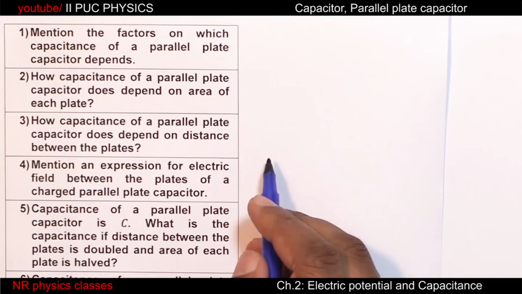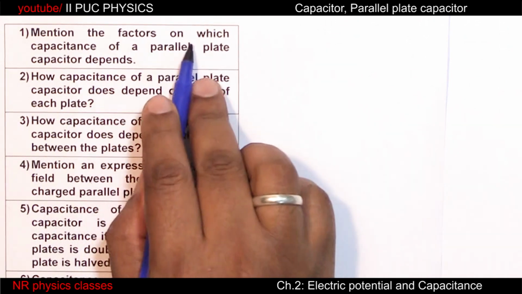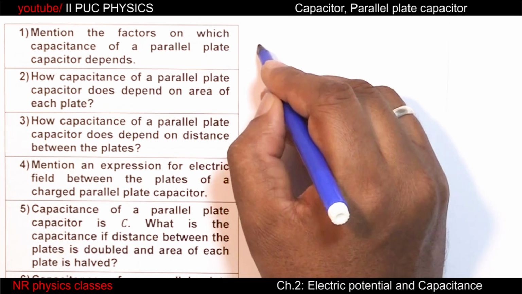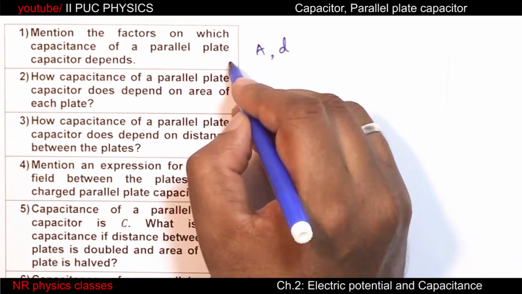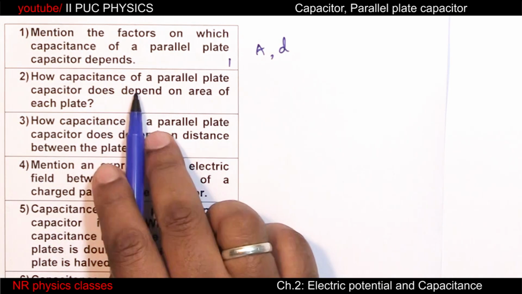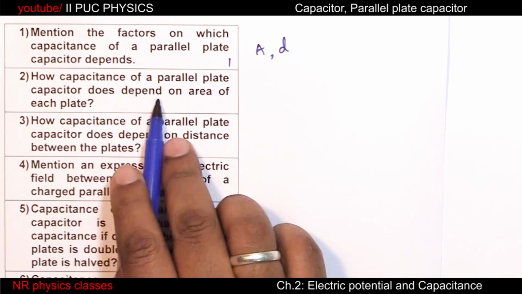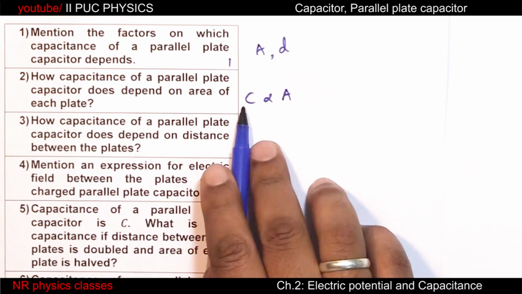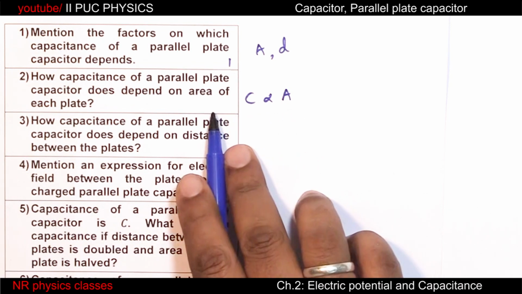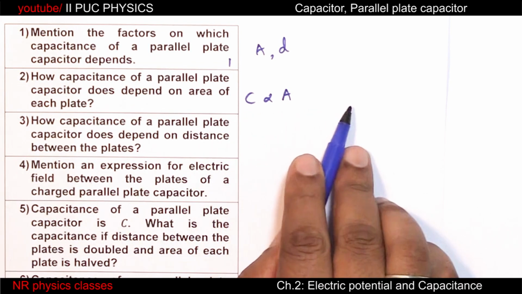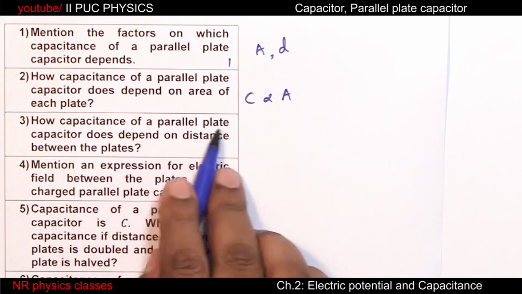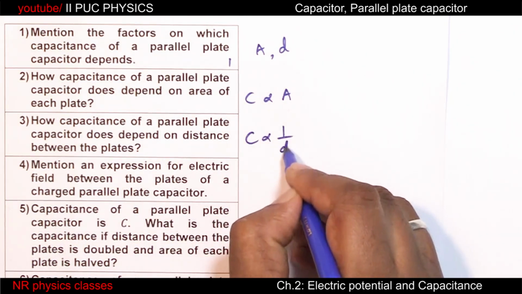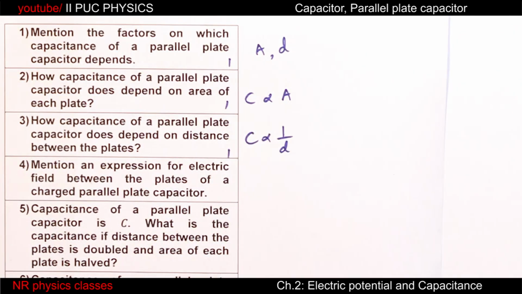Probable questions. Mention the factors on which capacitance of a parallel plate capacitor depends. So you have to mention it depends on area and distance between the plates. 1 mark. How does capacitance of a parallel plate capacitor depend on the area of each plate? You mention this and also write the statement: capacitance is directly proportional to the area of each plate. How does capacitance of a parallel plate capacitor depend on the distance between the plates? 1 mark.